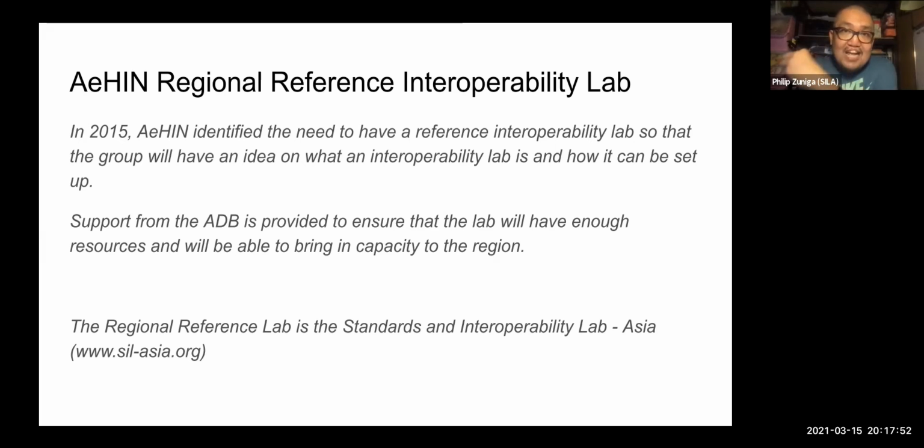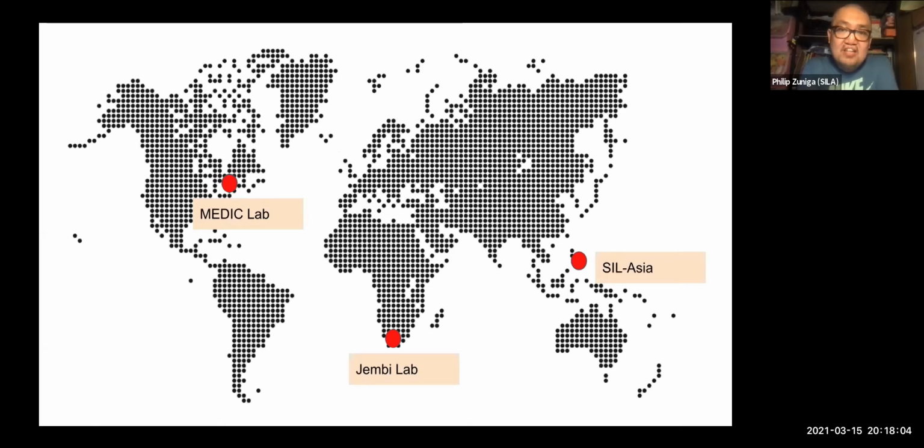SIL-Asia was established to provide an example of how an interoperability lab will work. When SIL-Asia was established in 2017, there were 3 other digital health interoperability labs in the world. There was the Medic Lab, which was a university-based laboratory from the Mohawk University in Canada. They were developing solutions, particularly in patient registries, and they were the first interoperability lab in the world.